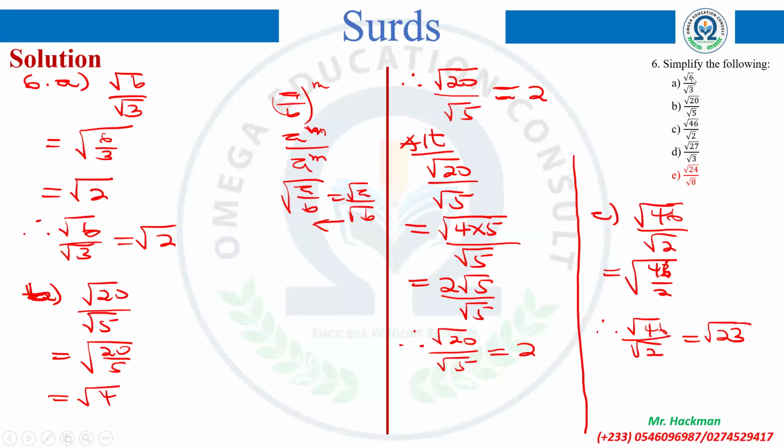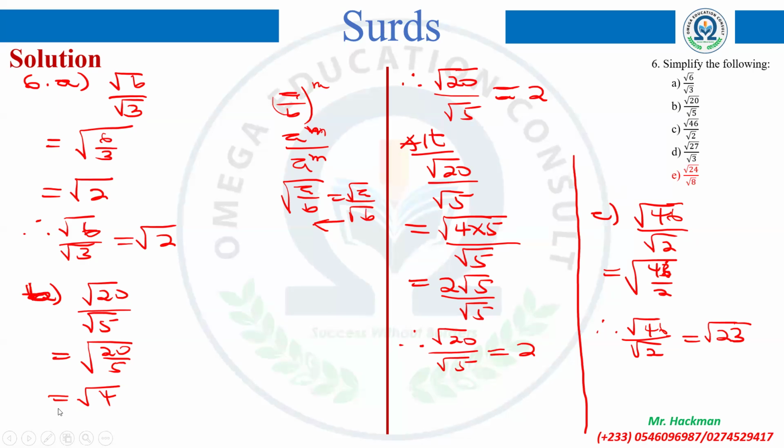Am I right? Yes, please. 5 is a factor of 20. 2 is a factor of 6. 3 is a factor of 27. 8 is a factor of 24. So with this, we can use that approach.